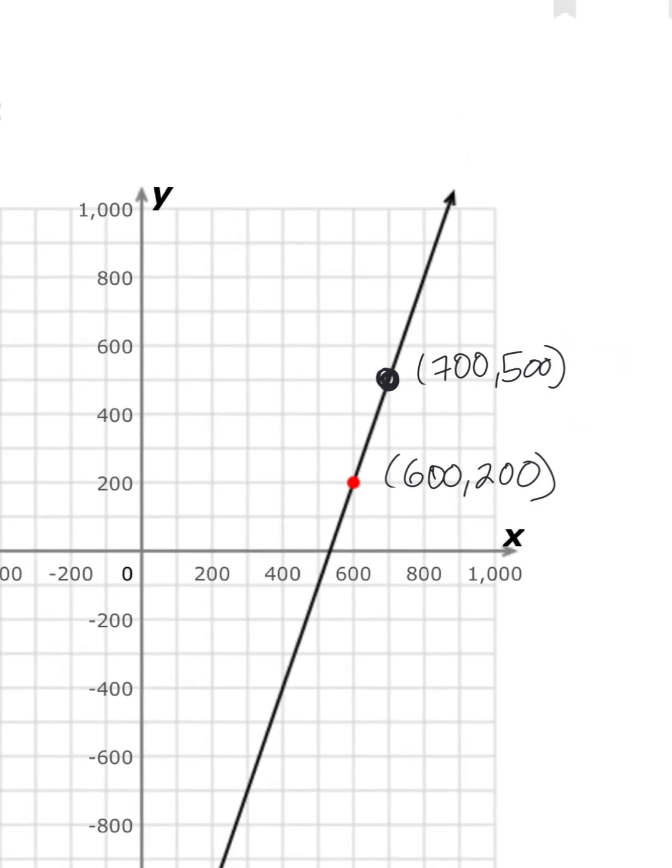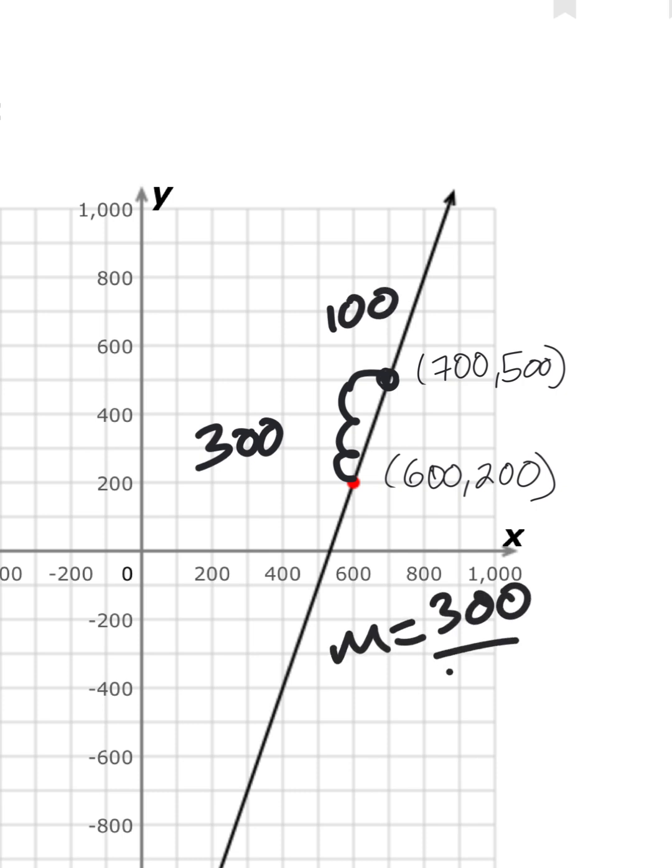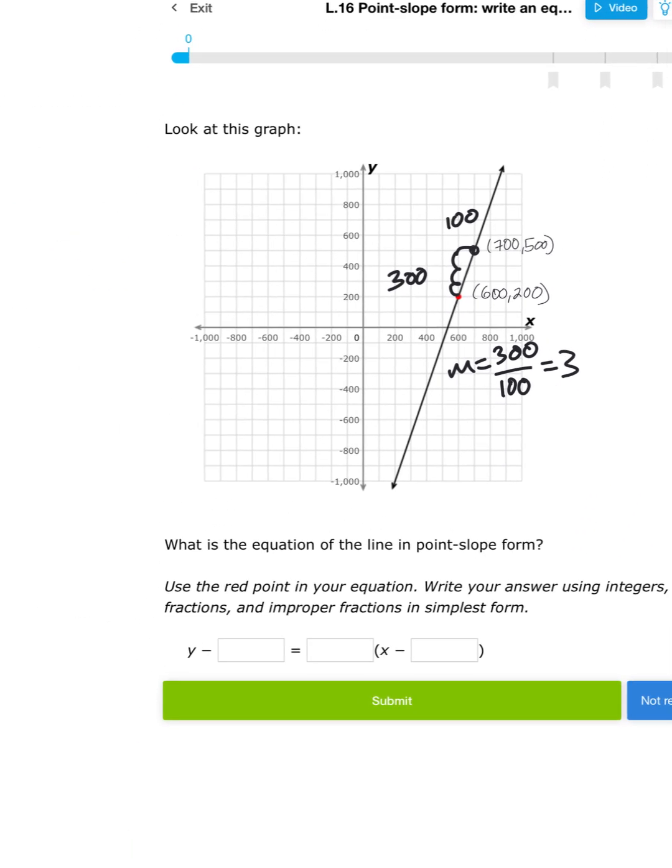So you can still find slope by finding change in y over change in x. It goes up 1, 2, 3, which is actually 300. And then it goes over 1, or 100. 300 over 100 is just 3. So our equation of the line, we're going to plug in any y point. Actually, no, it looks like it wants you to use this one. So we're going to plug in this. I would say y minus 200 equals 3, x minus 600. That's it. That should get you this question right.